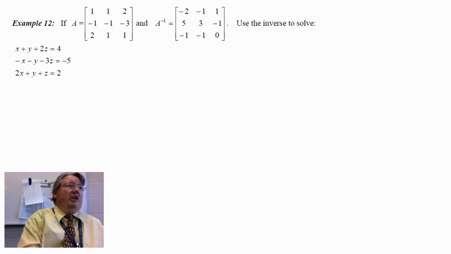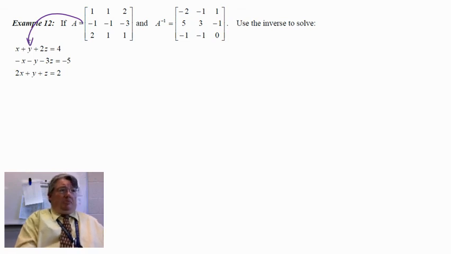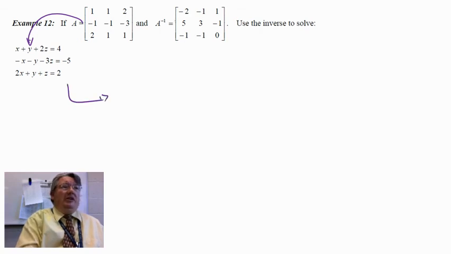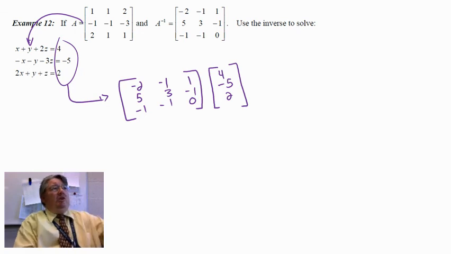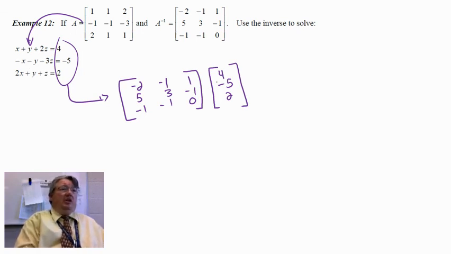1, 1, 2, negative 3, negative 3. This matrix represents these coefficients. Then all I need to do to solve it is take the inverse, negative 2, negative 1, 1, 5, negative 1, negative 1, 0, negative 1, 3. Take that inverse matrix and multiply it by the solutions to the system. Now, the great benefit of this is suppose I had 3 different equations and I changed the answers. That's a great way to do this.